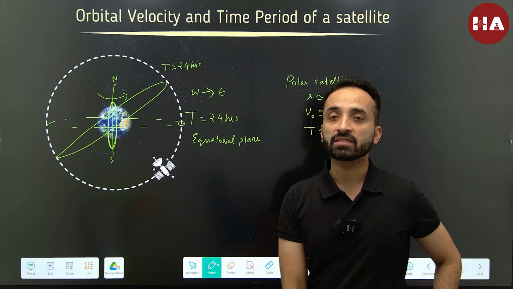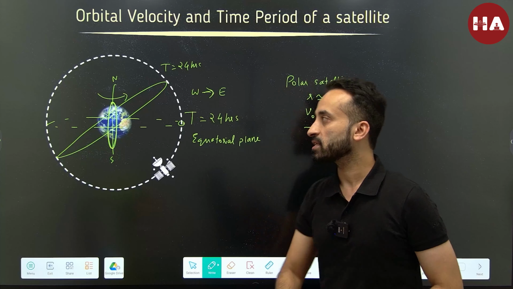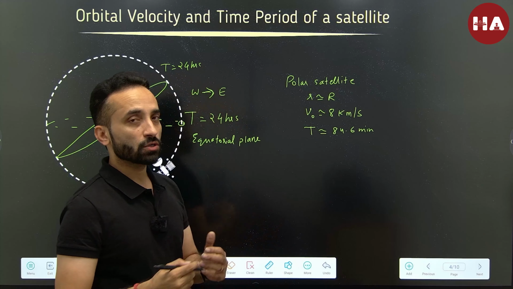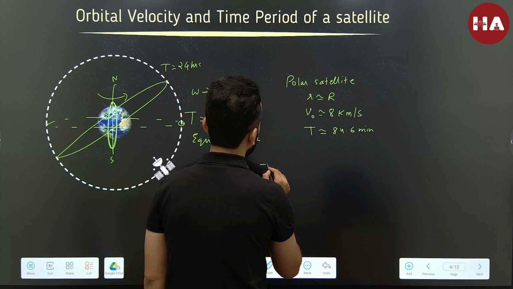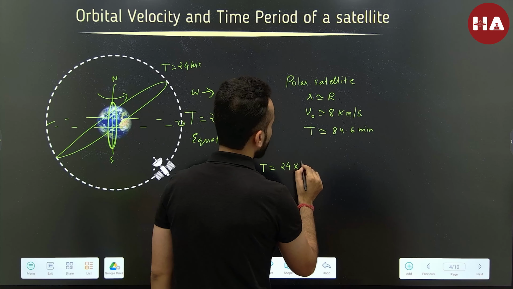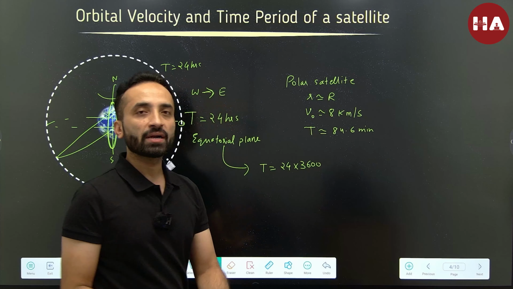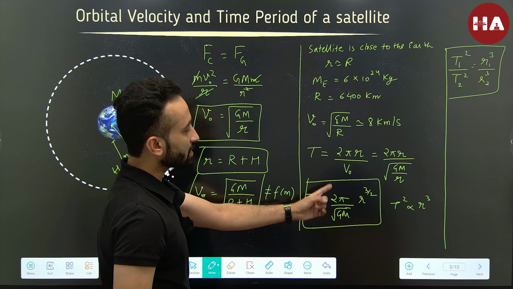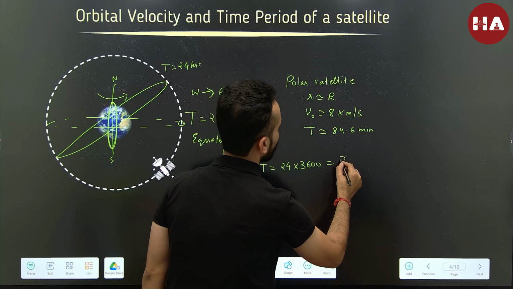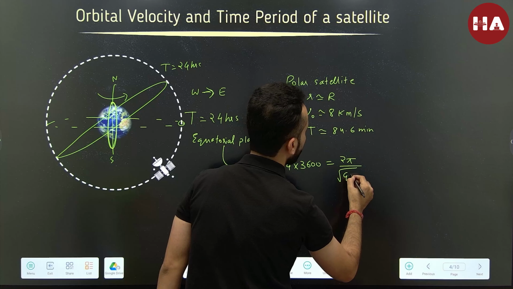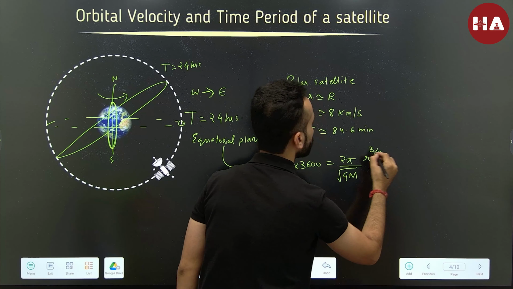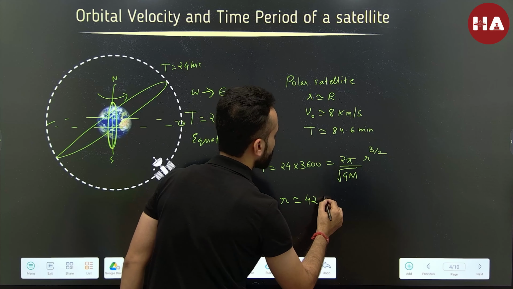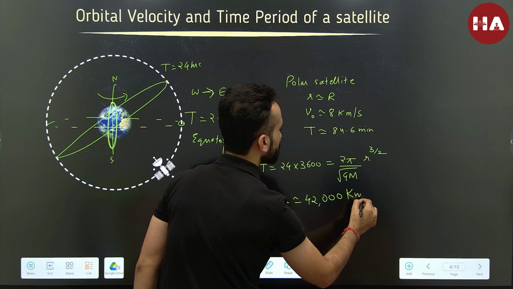But you should be comfortable with what you mean by a geostationary satellite, and what you mean by lower orbit polar satellites. For a geostationary satellite, we can write that the time period is 24 hours, which we may convert to seconds by multiplying by 3600, and then equate this to the formula of time period, that is 2 pi over the square root of GM, r to the power 3 by 2. Now we know the mass of the Earth, and r from here turns out to be approximately 42,000 kilometers. So listen to this very carefully.